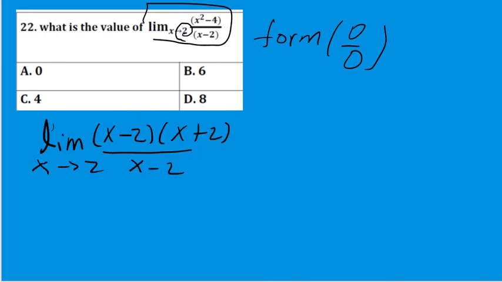After we factorize x squared minus 4, let us observe the numerator and the denominator. There is one common thing, x minus 2, in both, which cancels out. Now we can directly insert 2 in the reduced function. So 2 plus 2 will be 4. So the limit value will be 4, which is found in C.